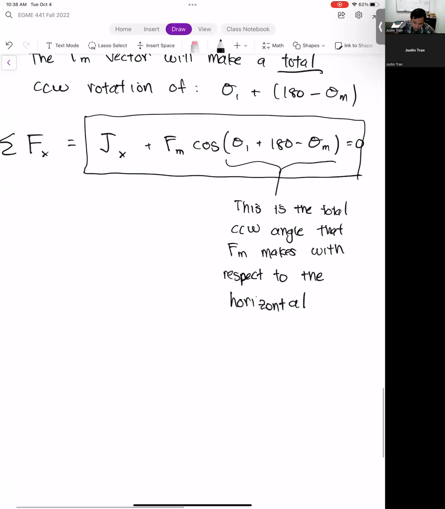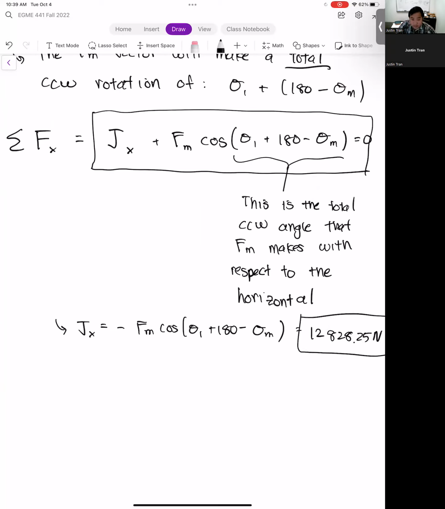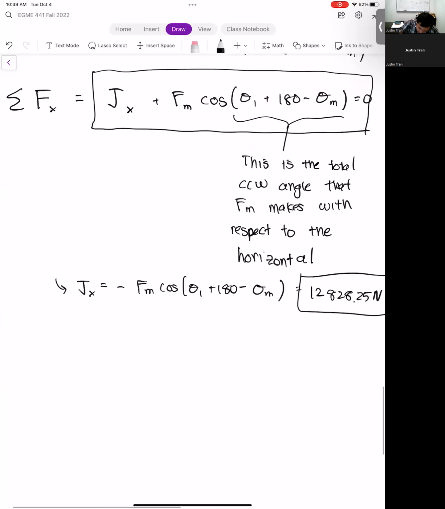Now that we've justified this angle here, we can solve for Jx. So Jx is going to be minus Fm cosine of theta 1 plus 180 minus theta m. We plug in the numbers for this, and we get 12828.25 newtons. Then we're going to do the same thing for the y direction.